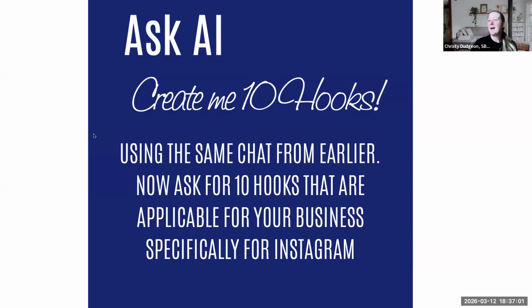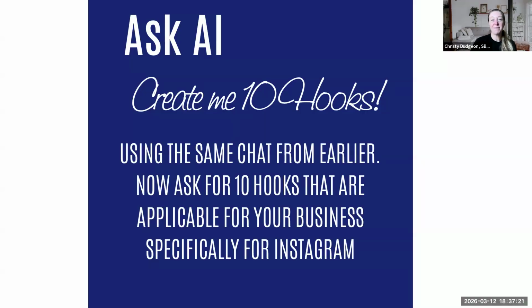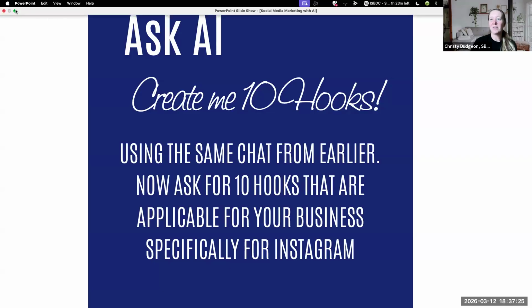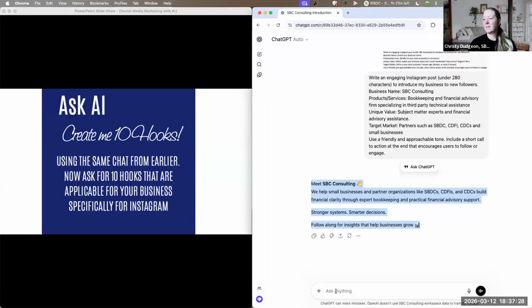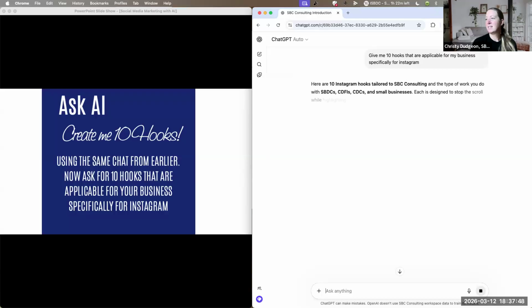That's awesome. Thank you. So using that same chat that you had earlier, so opening ChatGPT or Copilot or whatever that may be, you're now going to ask for 10 hooks, and you guys can type this one in instead of copy paste: 10 hooks that are applicable for your business, specifically for Instagram. That is literally what it is. So it's going to take that information that you had before, and it's going to build onto it. And we get our response.